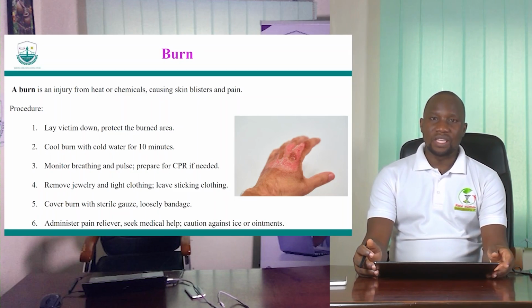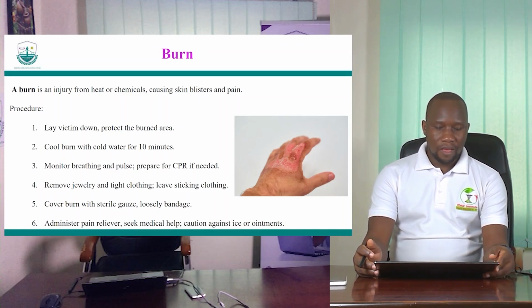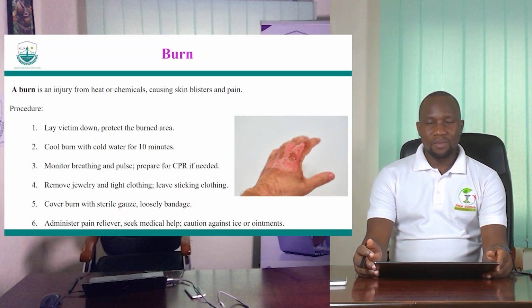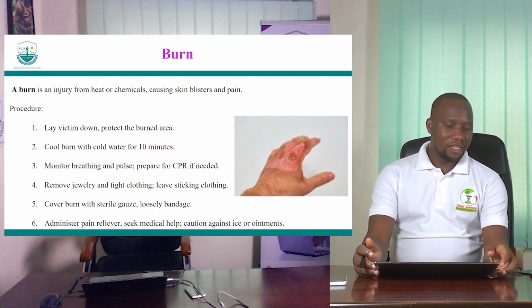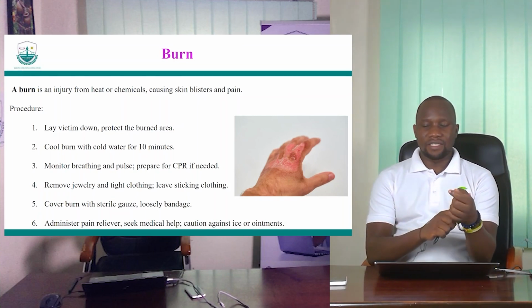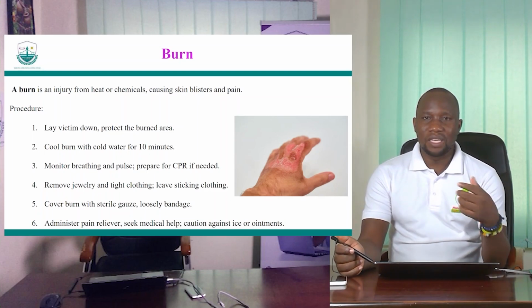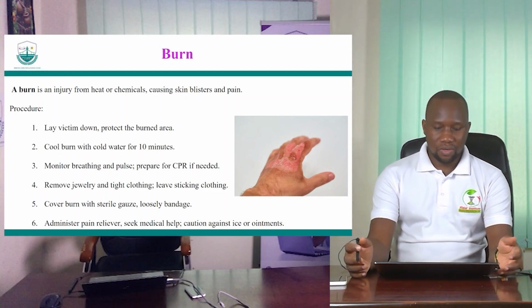This helps in reducing the pain. Okay, and then still monitor their breathing and their pulse, what we talked about earlier on. Prepare for CPR if there is actually need. Remove any things that can be restraining, such as the jewelry and maybe necklace, whatever it is, such that the person is actually free.